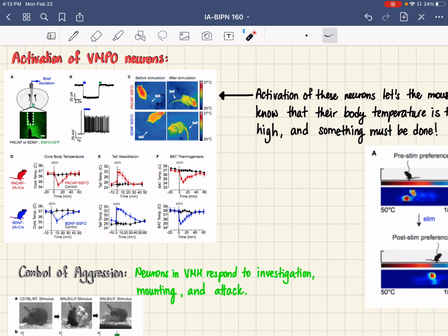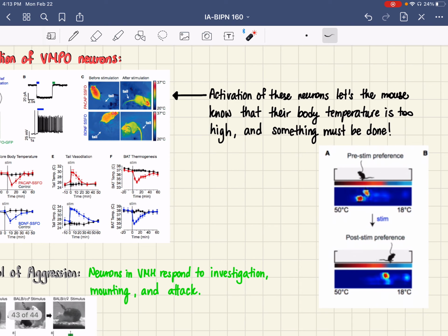Mice thermoregulate through their tail, okay? And I guess the summary of the results of this experiment I've written out here: activation of the VMPO neurons lets the mouse know that their body temperature is too high and something must be done. Okay, so to my knowledge, this is the most important part of understanding what VMPO neurons do.